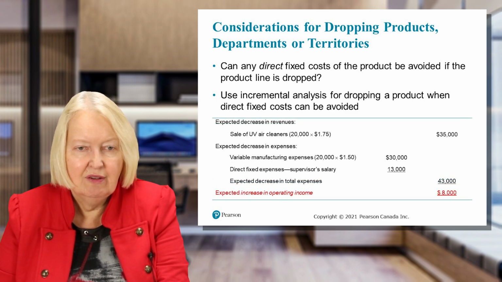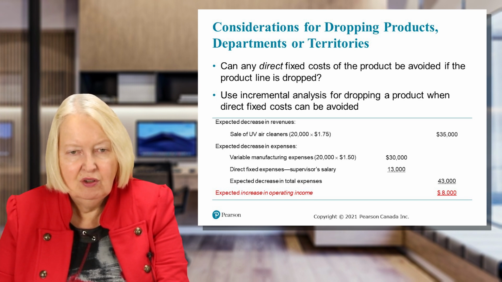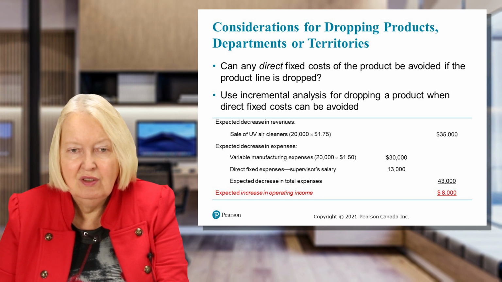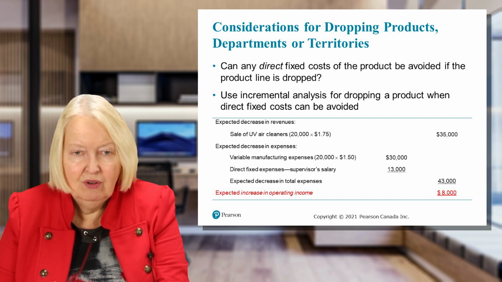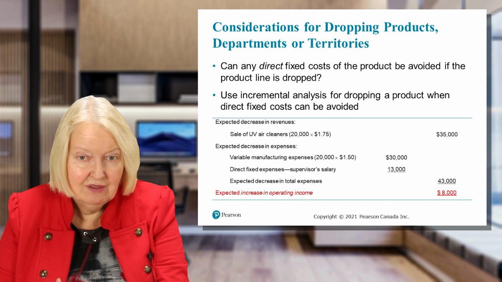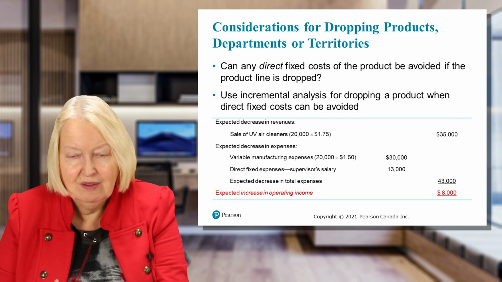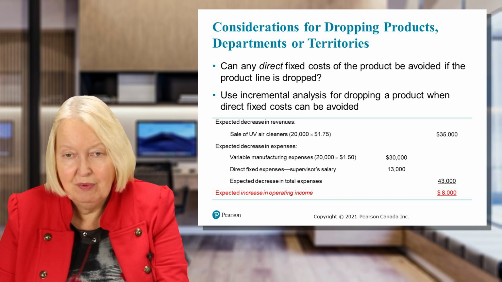Now a second scenario, same thing, except now you're looking at the possibility that you can reduce your fixed cost by $13,000 because you're not going to need the supervisor for the UV cleaners. That means your revenues decrease by $35,000, but your expenses are going to decrease by $43,000. So this is a good decision, because if you drop it, you would actually be increasing your operating income.